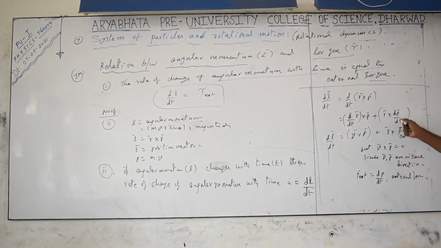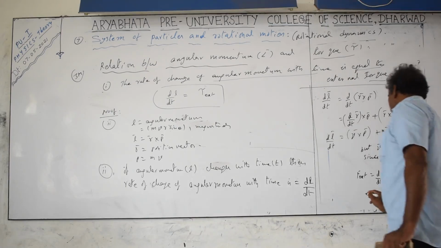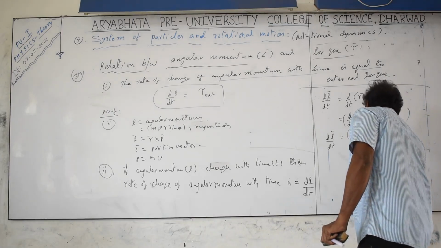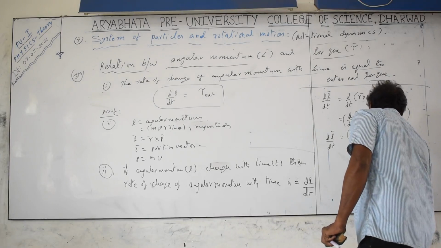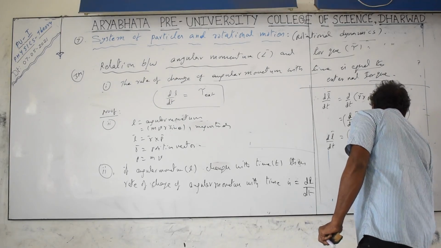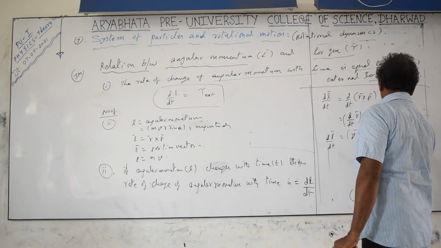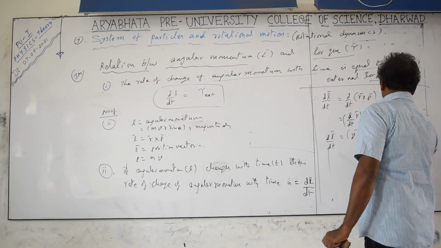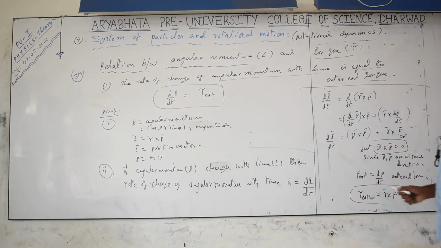Rate of change of momentum is nothing but equal to force. So this part is 0, what you get is r cross F. What is r cross F? It is torque, and tau external is equal to r cross F. So this substitution we have to do in this expression. V cross p is 0, r cross F is nothing but equal to torque.